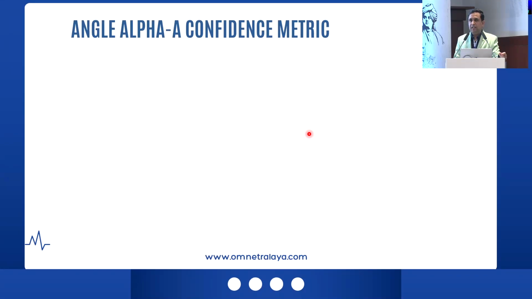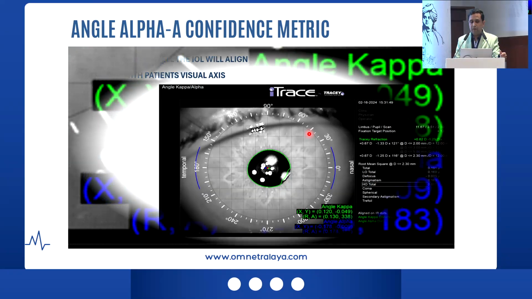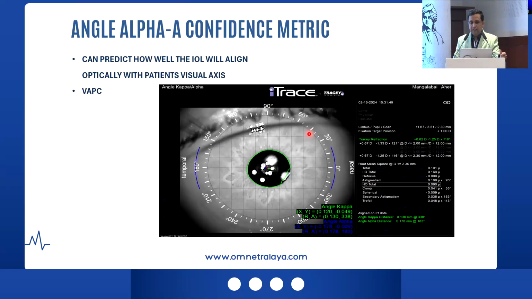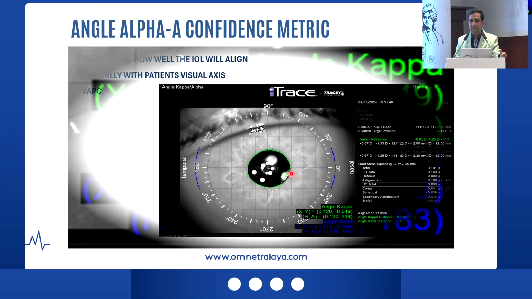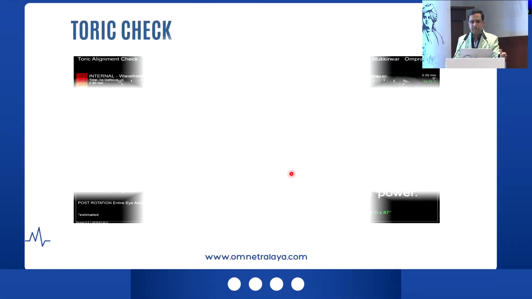As you all know, whenever we are coming to the premium lenses, the importance of angle alpha cannot be debated. It is the angle between the visual axis and the pupillary center, and that should be less than 0.5. So in this chart, they will show you how exactly your optical system is aligned. So you get the exact value of the angle alpha also.